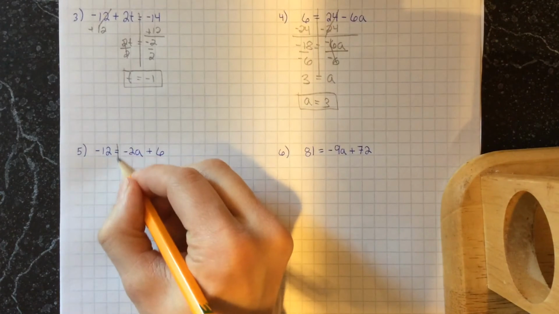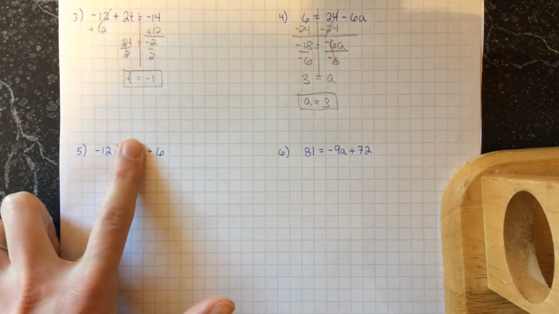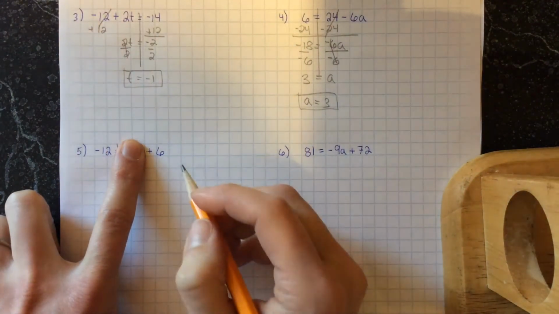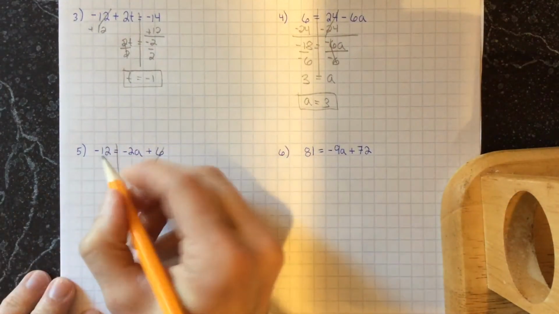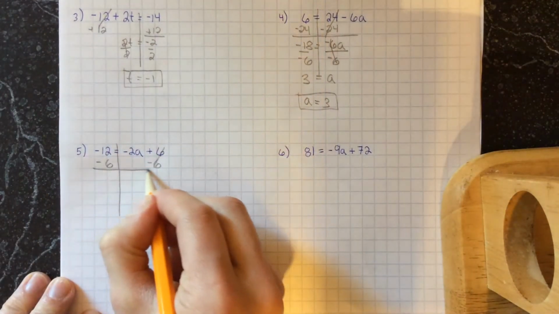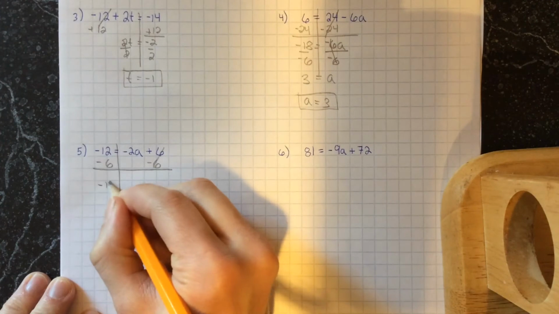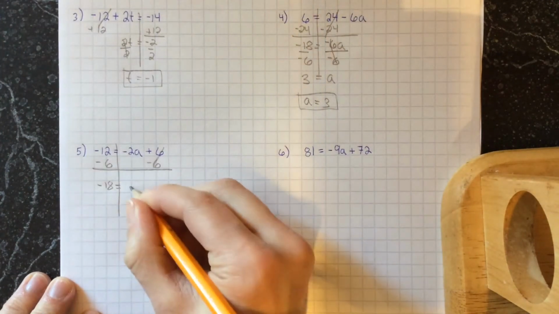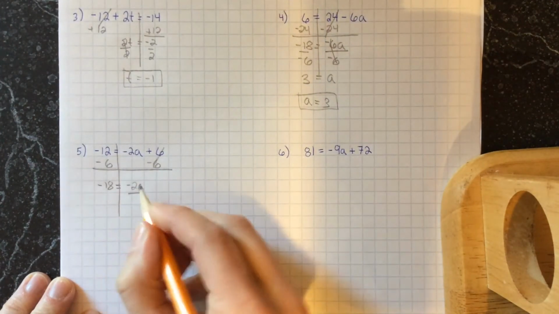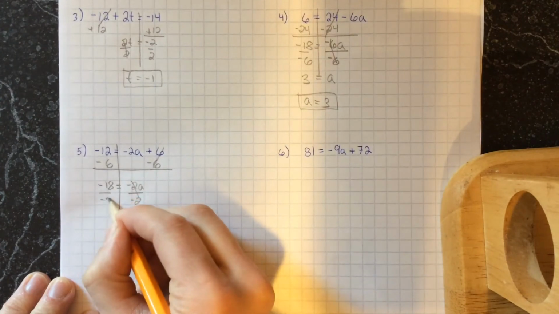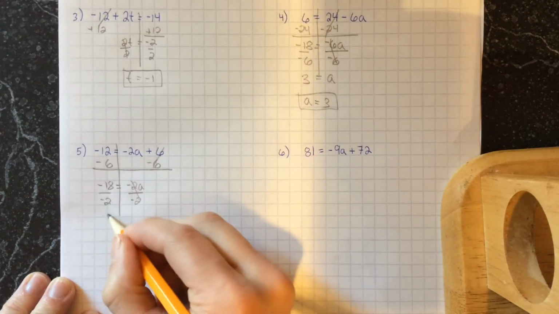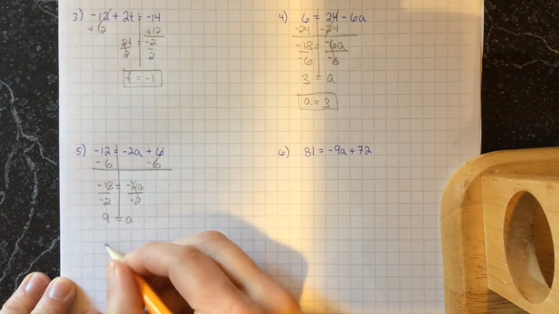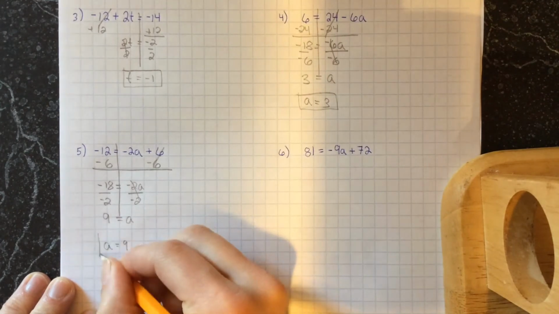On this one, draw my line, cover up the variable term. The opposite of +6 is -6. So I do that to each side. -12 minus 6 is -18. Carry down the -2a. Divide each side by -2. Negative divided by negative is a positive. So I end up with a is equal to 9.